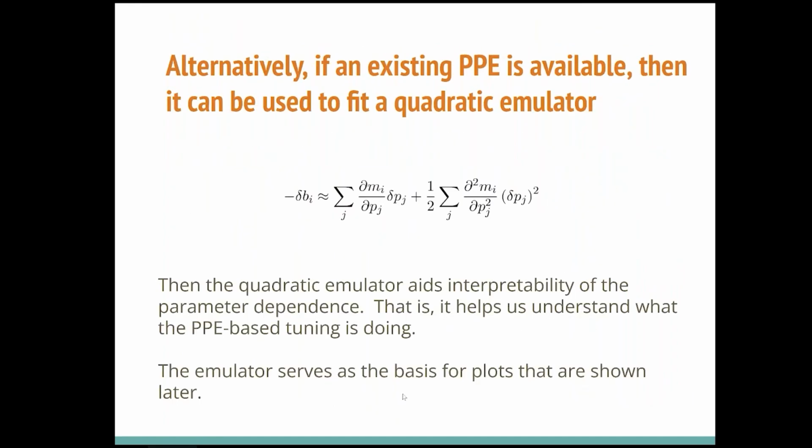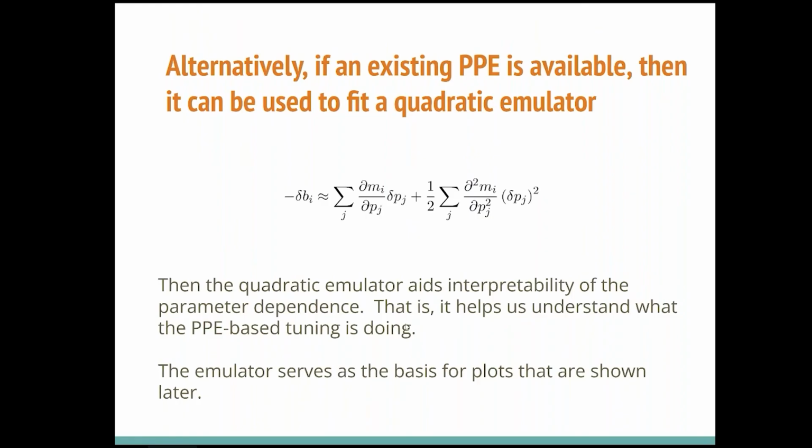Okay, now I'm advocating here, oh, just run 2p plus 1 simulations. We can't afford the cost. But if you can afford the cost and you do have a PPE just lying around, well, then definitely you should use it because that's going to give you a lot more information than a simple 2p plus 1 sort of emulator. But I would still argue that it may be helpful to try and fit a quadratic emulator to the PPE, which can be done, because that will aid the interpretability.